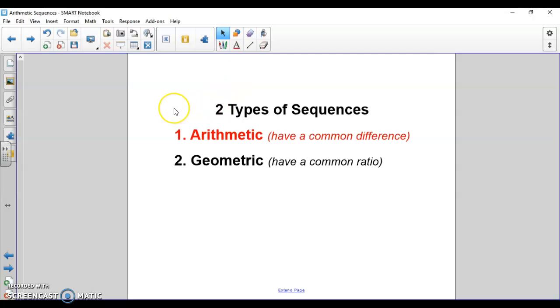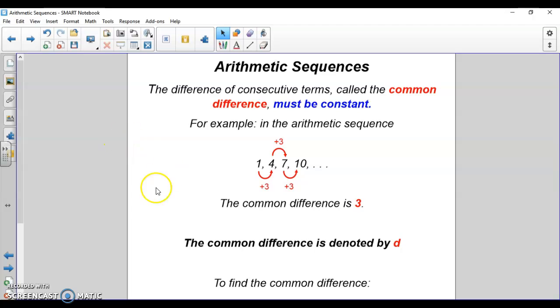So we have two types of sequences, as I mentioned. We have arithmetic, which we're going to be talking about now. They have a common difference. I'll talk more about that on the next slide. We have geometric, which will be next week, which have a common ratio. But again, we're focusing on arithmetic.